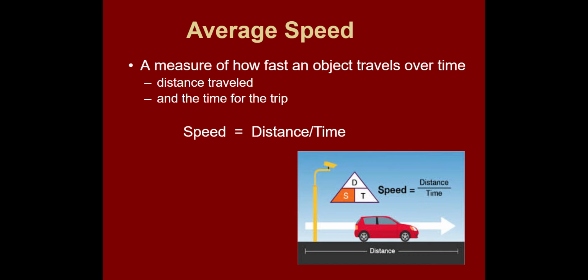And here is the speed triangle that we'll be using. Speed is going to be equal to distance over time. Time is going to be equal to distance over speed. And distance is going to be equal to speed times time. That's how we use that triangle.